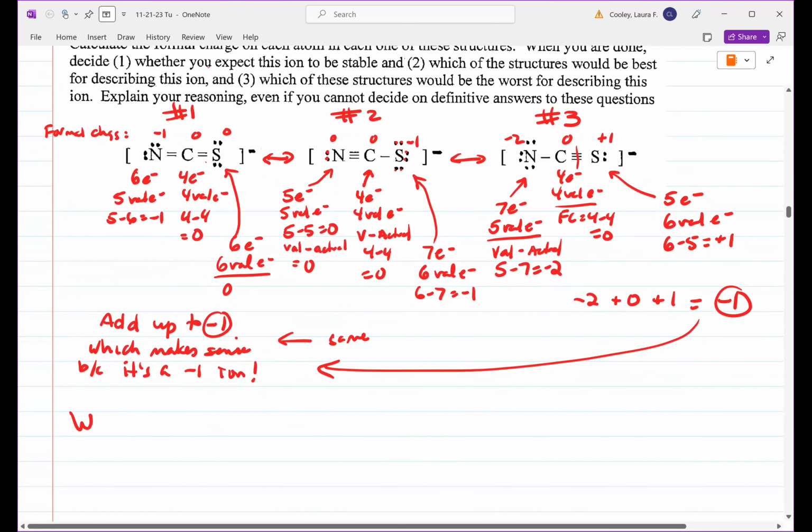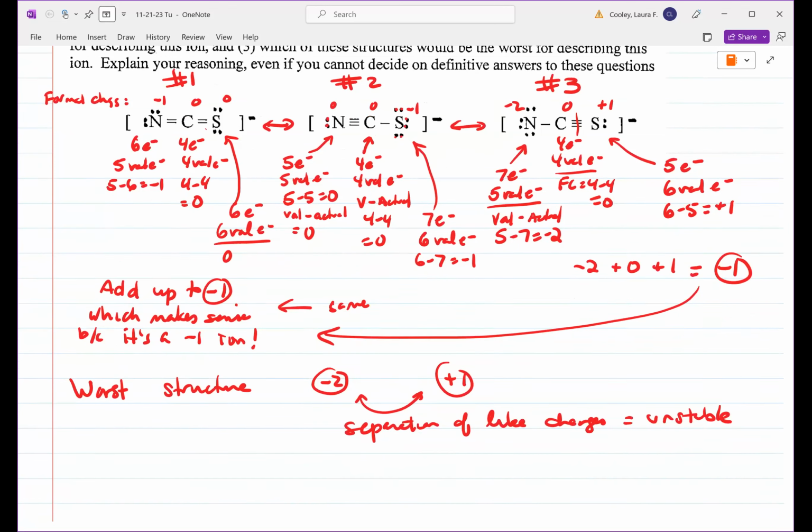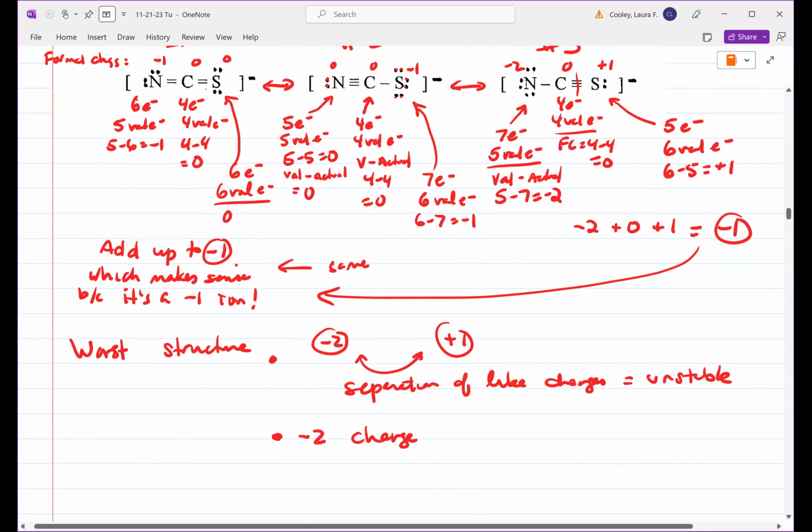Why? Well, okay, we have a -2 and a +1. We have a separation of like charges, which is unstable. But the worst thing really, that's the first bullet point. The second is you have a -2 charge. That's a pretty high formal charge. That's a lot for an atom to bear all on its own.